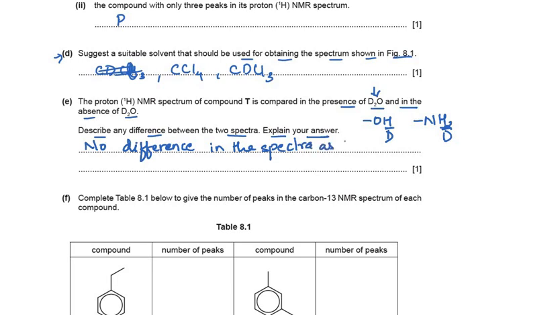as there are no OH or amine groups to be replaced by D, that is deuterium proton. Okay, let's go ahead with F.